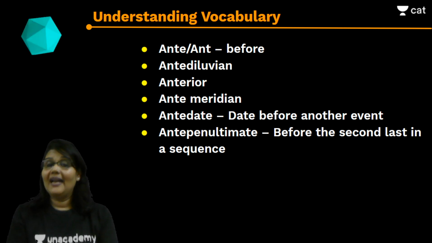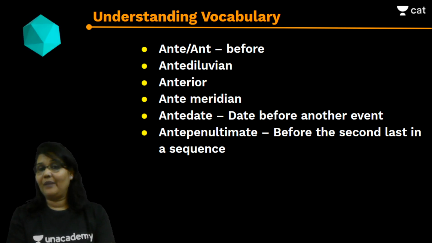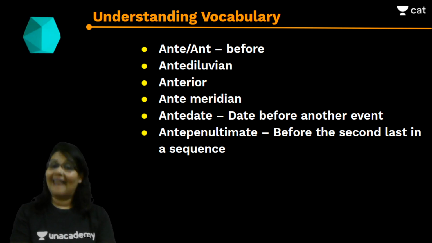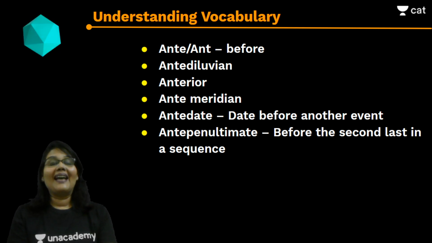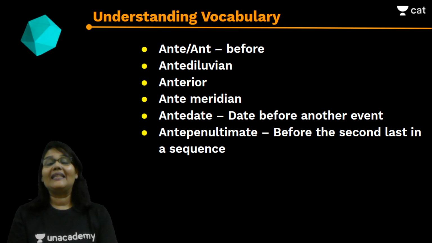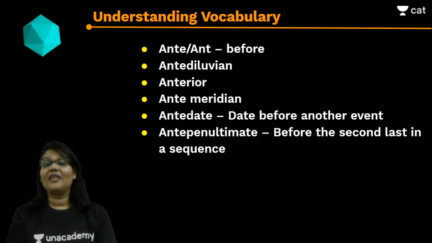Let's go to the next one. Guys, the next two words are again very new, so I have given the explanation beside it. So antedate. Antedate means date before another event. Okay. Then you have antepenultimate. Antepenultimate means before the second last in a sequence. Okay, if you just take the word penultimate, penultimate means the stanza before the last stanza. Okay, but here antepenultimate means before the second last in a sequence.